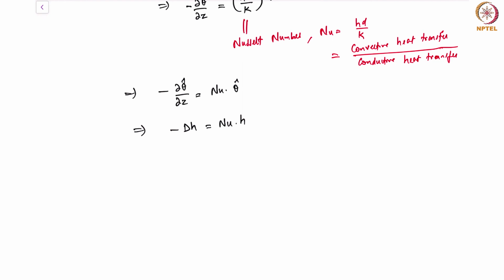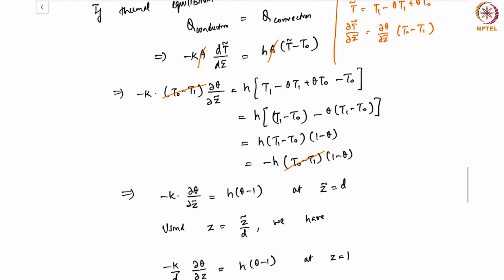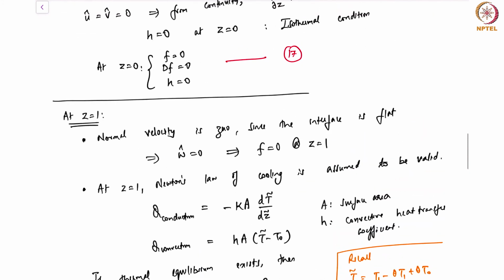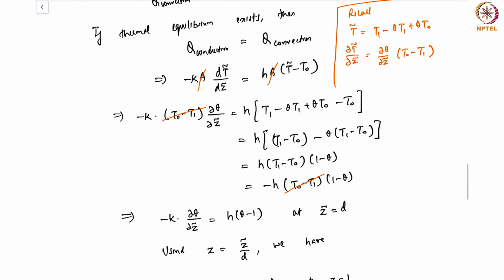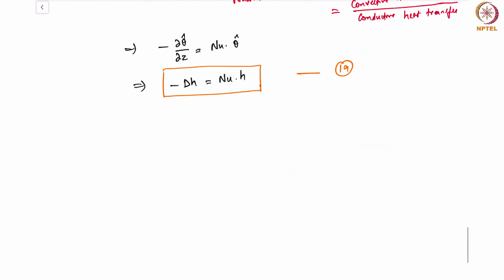This is an important result, so we will basically label this. We have equation 18 or maybe 19, I think. 17, this was 18, and now we've derived equation 19. And finally we also have to derive a condition for the velocity at the interface.